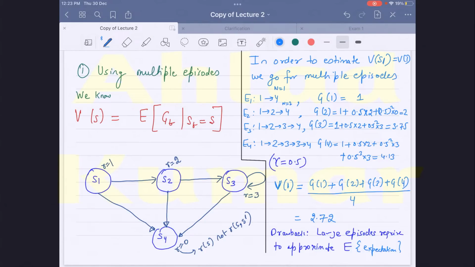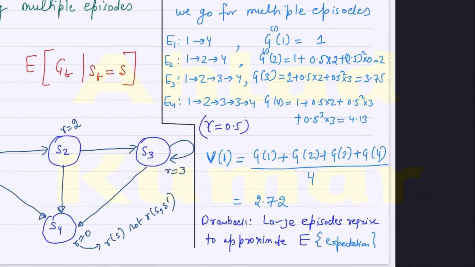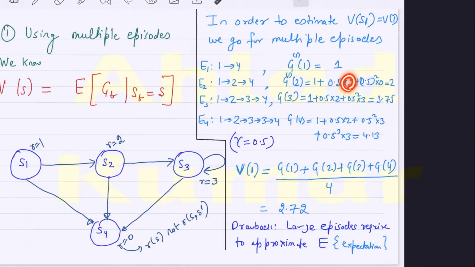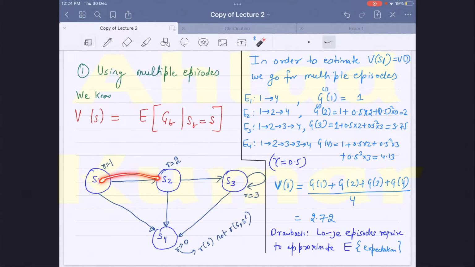So for each of these we have different values of N. If I want to calculate the return of state 1, which we are defining as g of 1 here, that value will be 1 for this particular path. If I want to calculate the return g2 of state 1 only, then this will be calculated as 1 plus gamma, which is taken as 0.5, times the reward of being in state 2 when you move from state 1 to 2. So you will get a reward of 2 here. So that's why it's 2 here.